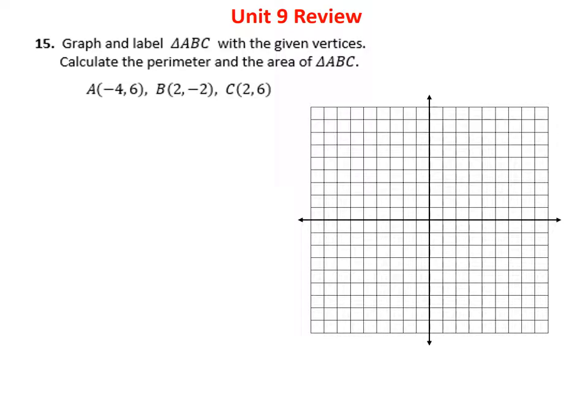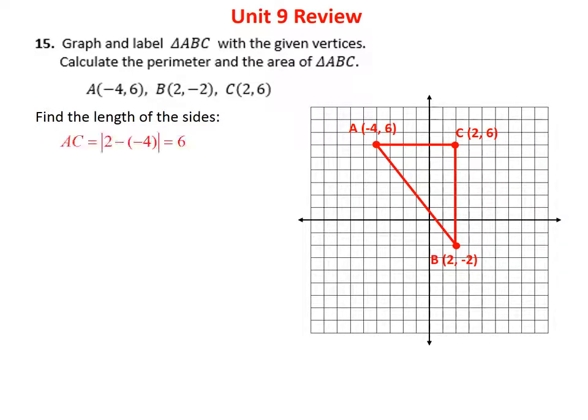In number 15, we're asked again to graph and label a triangle. And this time we're going to calculate the perimeter and the area of the triangle. So first off, -4, 6 means I go 4 to the left from the origin and up 6. B, 2, -2 means I go from the origin 2 to the right and then down 2. And C is 2, 6, so 2 to the right and up 6, and there's my triangle. I can tell from the coordinate plane it's a right triangle. Notice because it has a horizontal and a vertical line, so that's going to make that a right triangle. Now let's start with the perimeter.